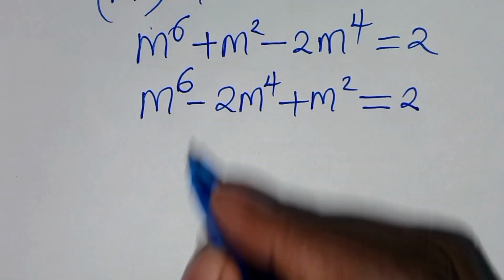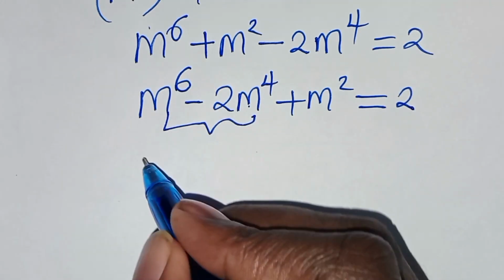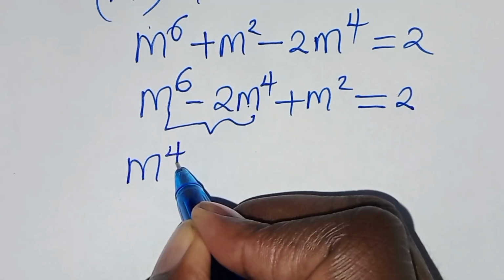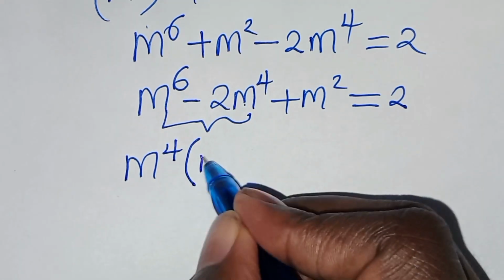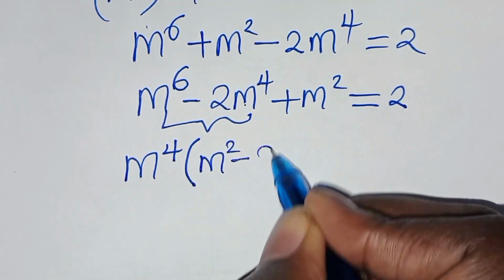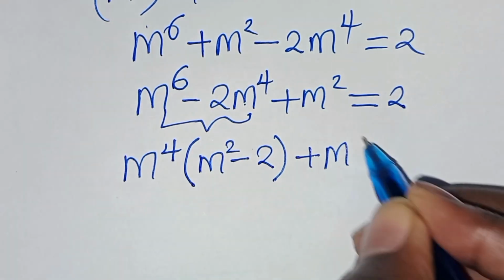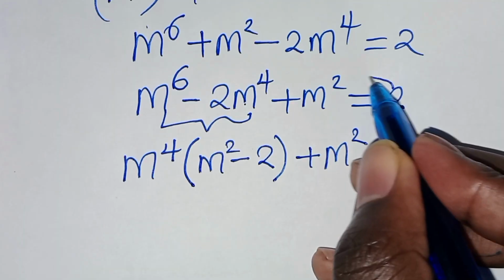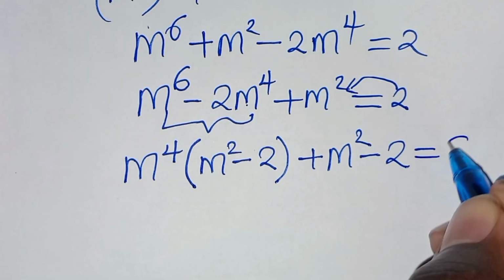From this particular part here, m to the power 4 is common. We can factor out m to the power 4. Then in the parentheses, we'll have m to the power 2, subtract 2, close the bracket, and then plus m squared. Let's take 2 to the left hand side. So this is m squared minus 2. This is equal to 0.